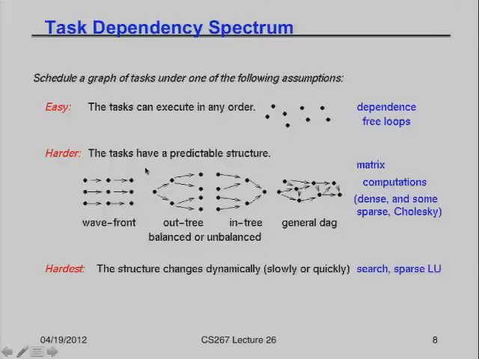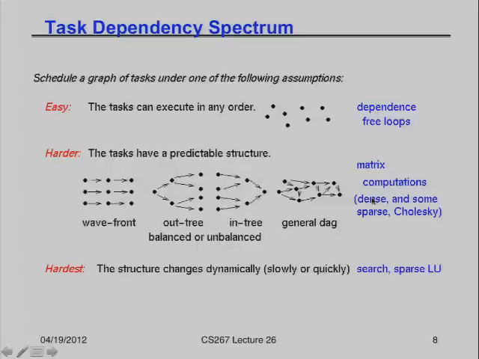The next case is when you know the structure ahead of time and there's a nice predictable structure. So you could have a wave front. You're doing time marching: time t equals 1 depends on time t equals 0. So there's a nice simple dependency. Or you could have map reduce kind of things where you have an out tree where you're searching some tree which is always a fixed binary size. You could be doing a reduction, or you could have a general DAG where there are no loops. A DAG is a directed acyclic graph, but it's fixed ahead of time.